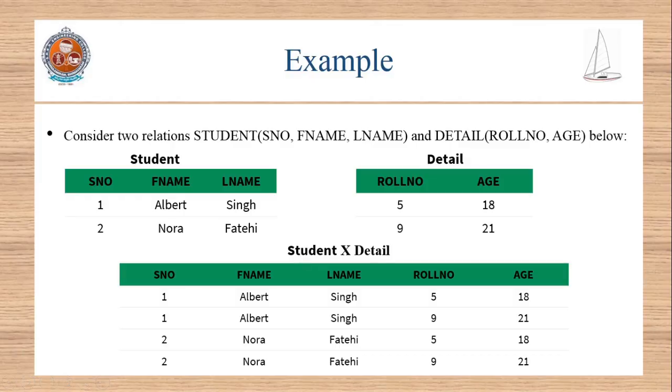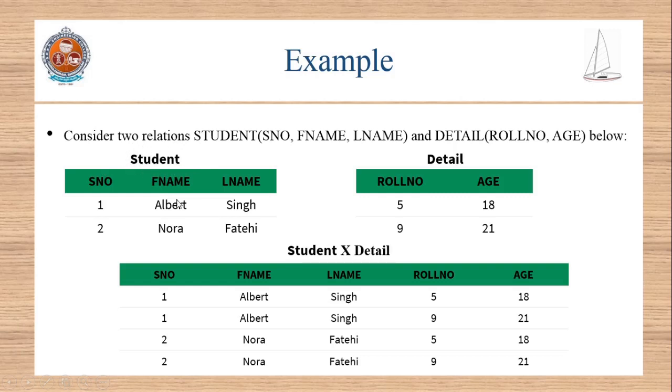In this example we are considering two relations, one being the student and the other being the detail. Here the student has three attributes: student number, first name and last name. The detail has two attributes, roll number and age. See here, this is the student instance and this is the detail instance. Instance is nothing but the state, or the values that a particular relation has at that particular period of time.